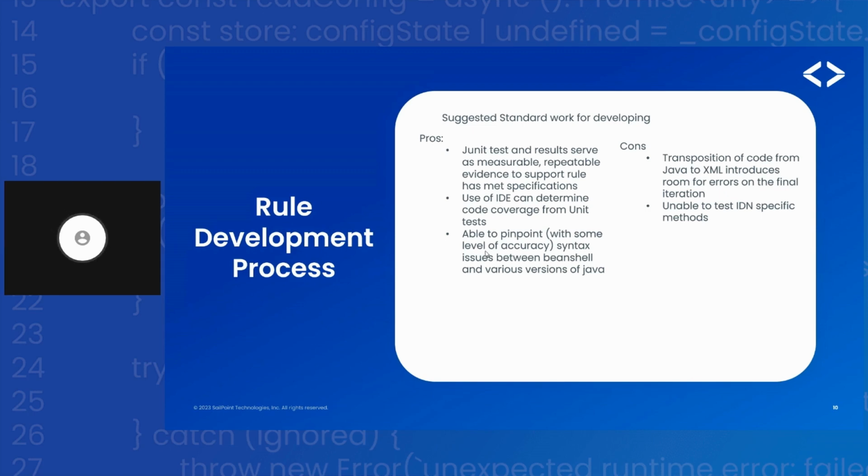You are able to pinpoint with some level of accuracy some of the syntax issues that exist between BeanShell and Java as well. Some of the cons to this is there is some room for error taking the code back from your Java implementation of the rule to BeanShell. It's not a one-to-one issue, especially as far as the newer versions of Java. There's some syntax that's just not valid in BeanShell. And then also those IDN-specific methods and context variables, you're not able to leverage those using this process that we've detailed here.